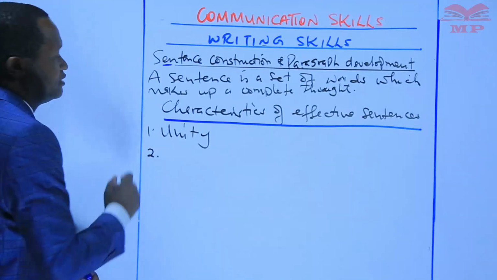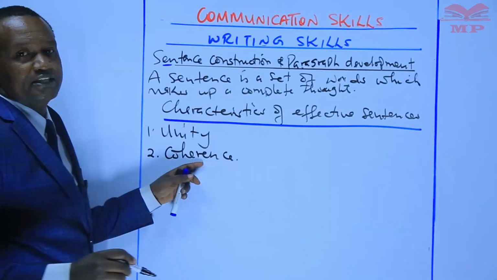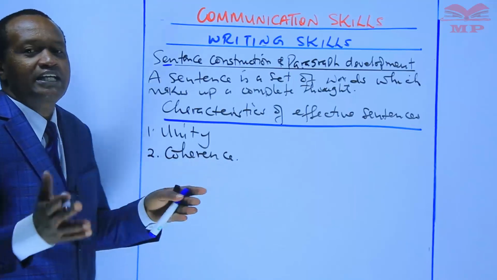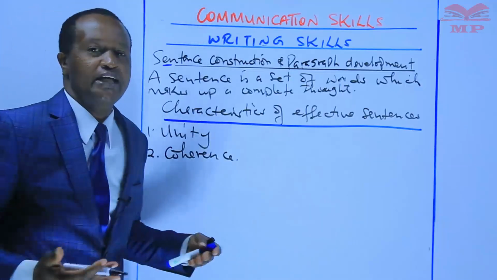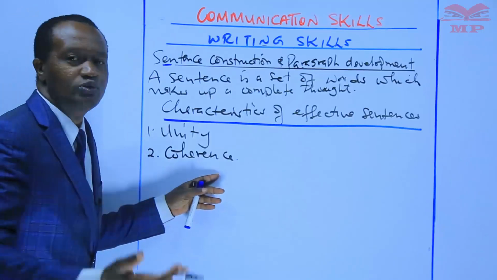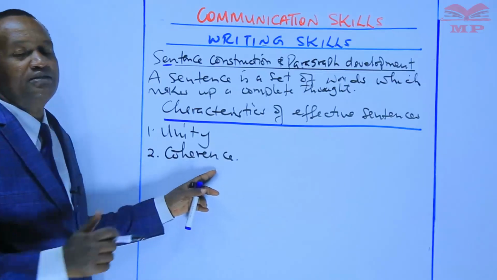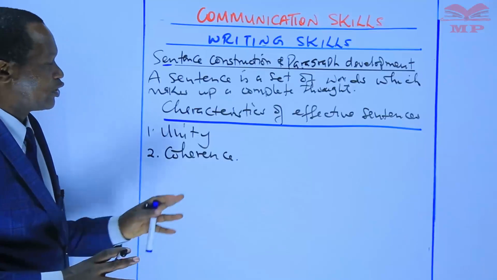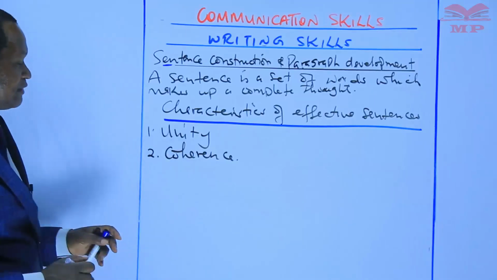The second feature is that of coherence. Now, how the various parts of a sentence are sticking together with no words inappropriate is what we are calling coherence. The sentences or the words should be arranged in a certain order, a logical order that makes sense. The words should cohere. All right? So coherence is a characteristic of an effective sentence.